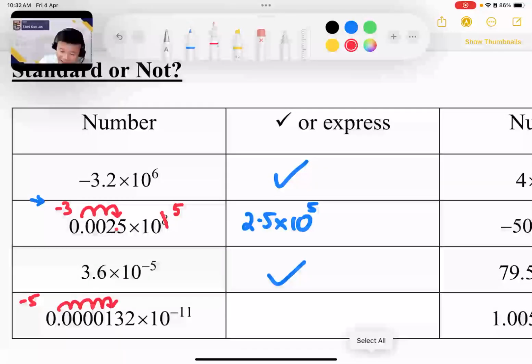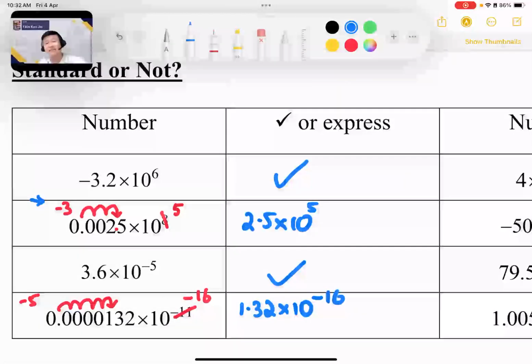And this would be -16. So it's going to be 1.32 times 10 to the power of -16. I hope you didn't get tricked for that one.